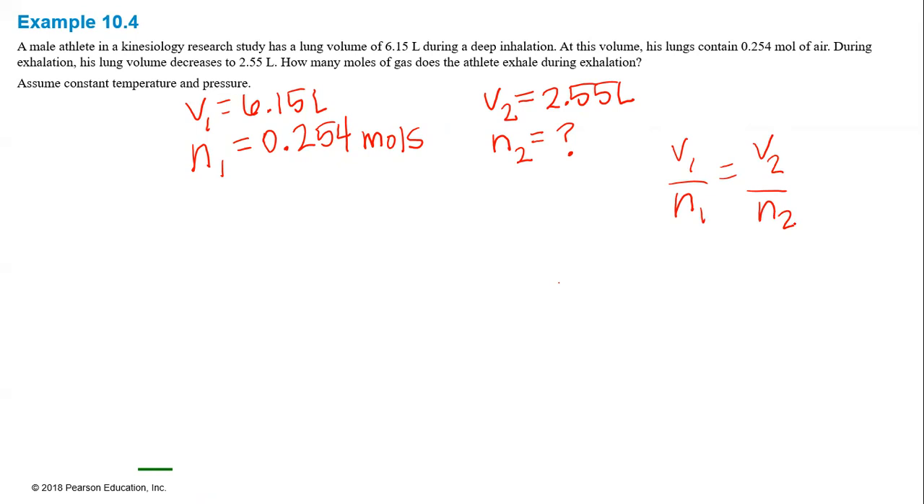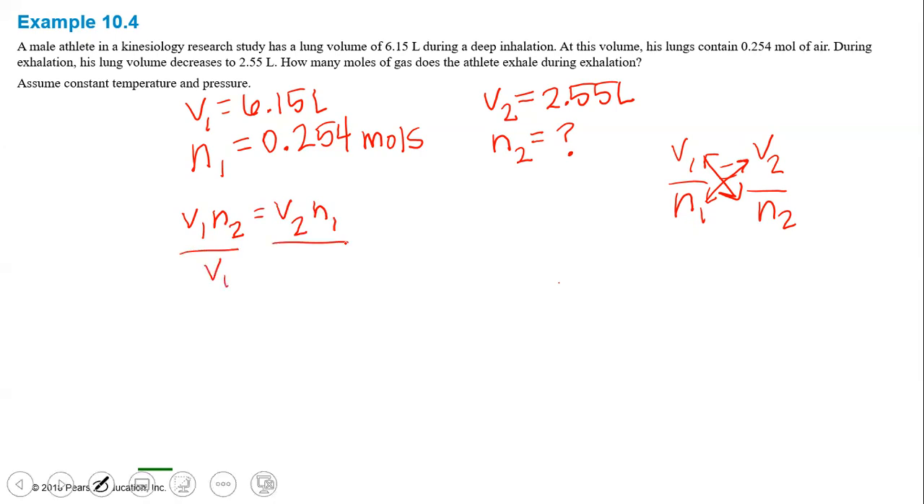So just like with Charles' law, I'm going to cross multiply to get both of these ends off the bottom. So it's V1 times N2 equals V2 times N1. I want N2 by itself, so I'm going to divide both sides by V1. Okay, so there's my equation. Now let's just plug everything in.